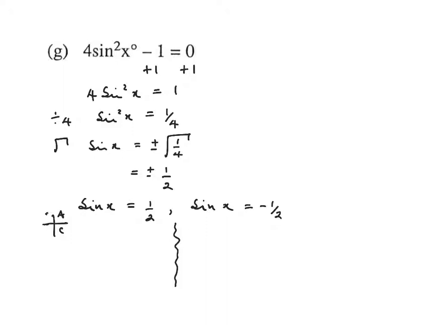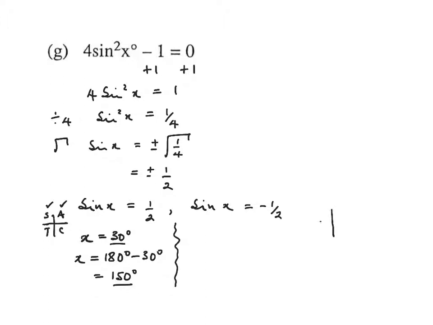So the cast diagram then, sine is positive. So x equals sine to the minus 1 of 1/2, and we get 30 degrees. And the second value is found by subtracting that from 180 degrees. So that gives us 150. There are the two solutions to the positive equation.